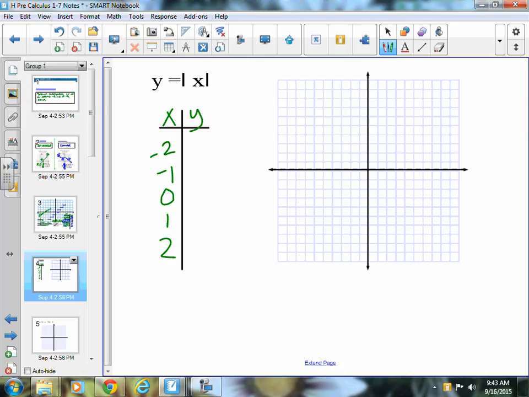The answer to an absolute value is always positive. So do enough points so you can see what that graph would look like, and we'll plot those points so it makes this V shape. Now I'm going to argue that this is actually a piecewise graph. It's a great example of one. And here are the two pieces. So I'm going to label them here.